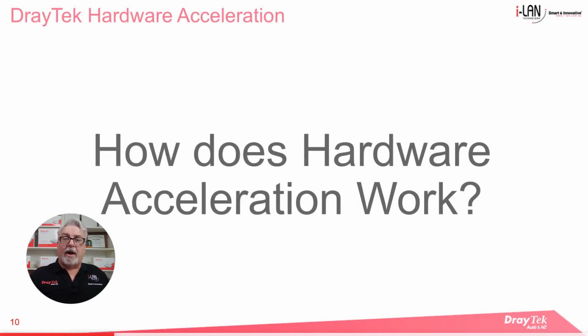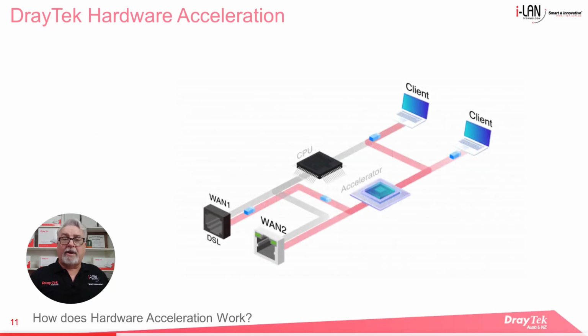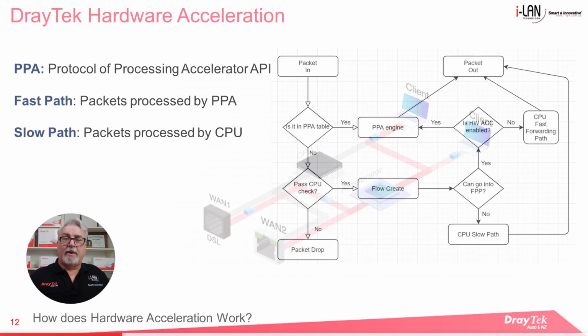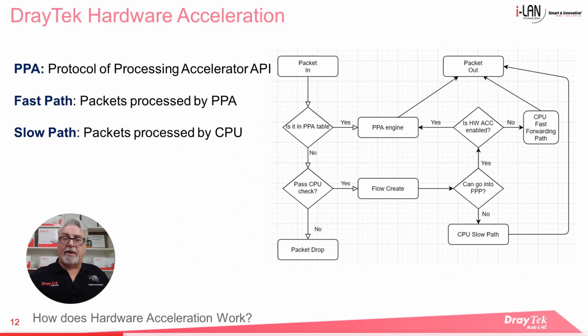Now let's look at how hardware acceleration works. Draitec routers have a dedicated hardware component which is labelled as accelerator in this diagram. It basically performs tasks which are usually handled by the CPU, which means the CPU will have less load and will perform better. This flowchart shows how data packets are processed in the router when hardware acceleration is used. You can pause the video here if you need more time to study the diagram.